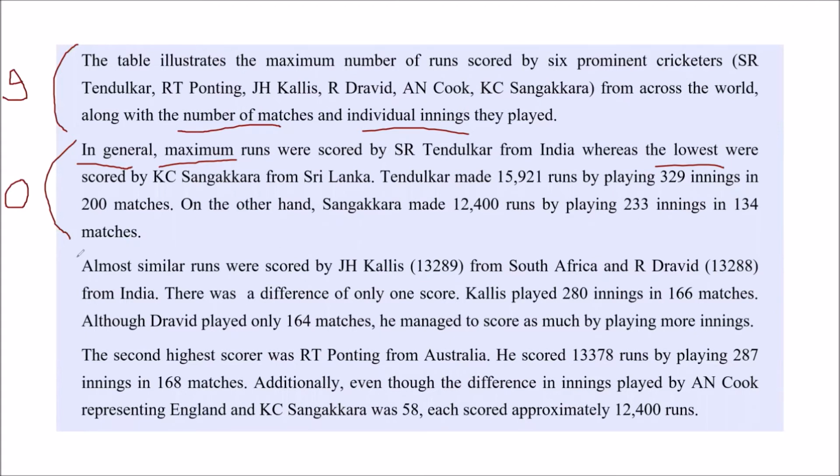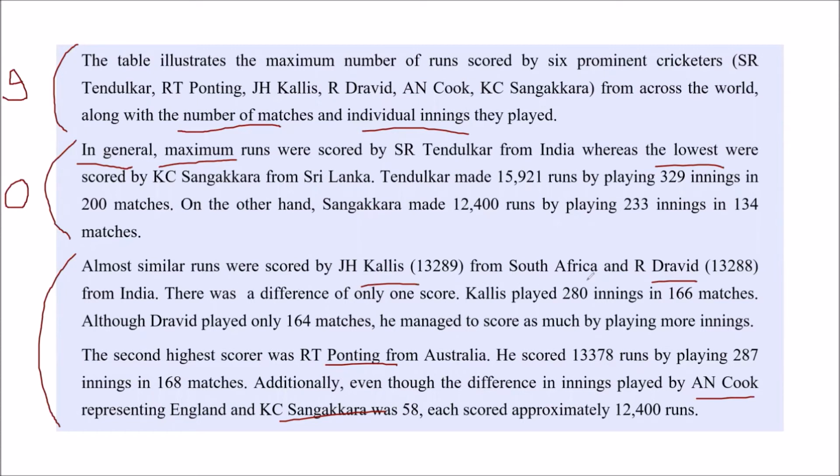All right. So once you have written the overview, it's time to delve into the specific details of the table. So we've written 2 paragraphs to give details. The first one talks about Kallis and Dravid, and the second one talks about Ponting, A.N. Cook, and Sangakkara.